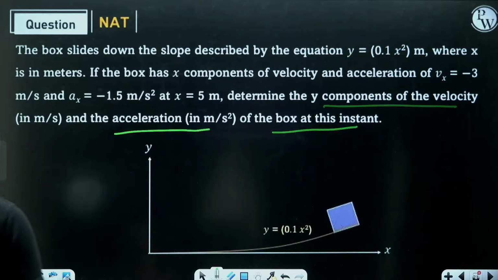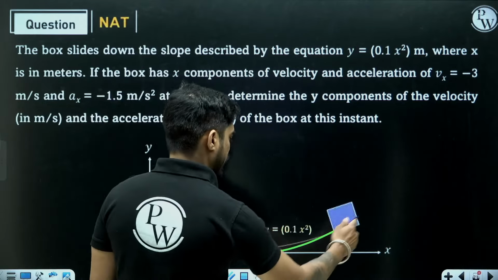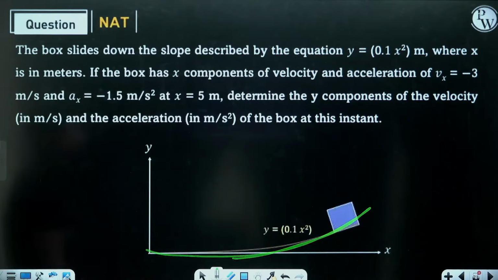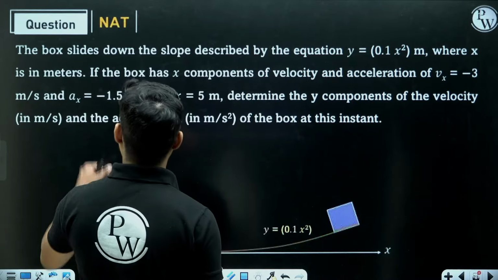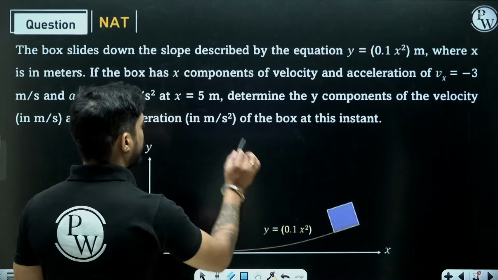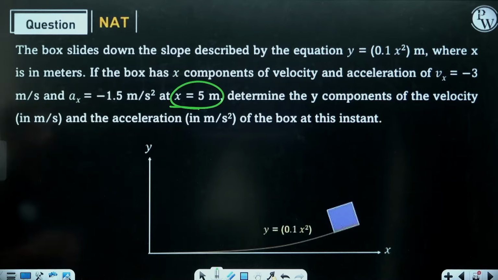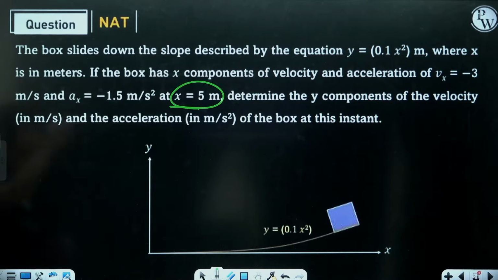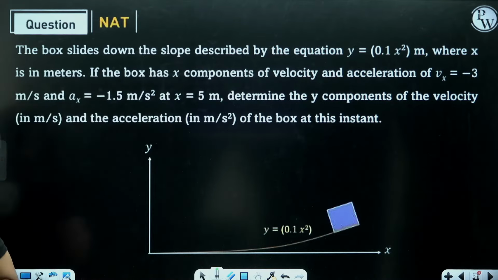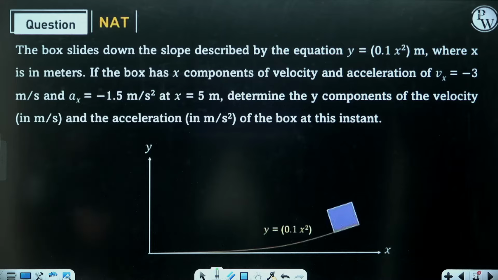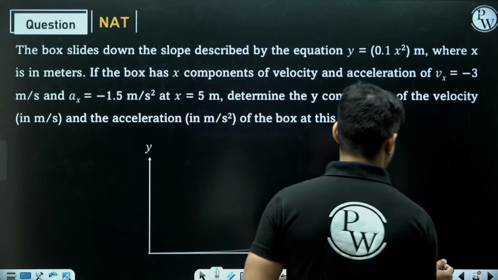So the path of motion is given, y equals to 0.1 x square. It's a curved path, parabolic path, y equals to 0.1 x square. And then we have the x component of velocity and acceleration at a particular value of x. We need to find the y component of velocity and acceleration at the same value of x. Okay. Now understand how to solve this problem. First of all, y is 0.1 x square.